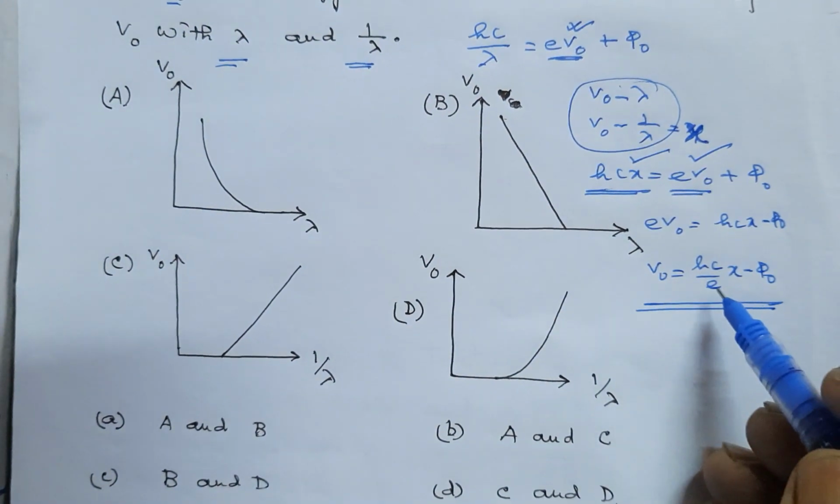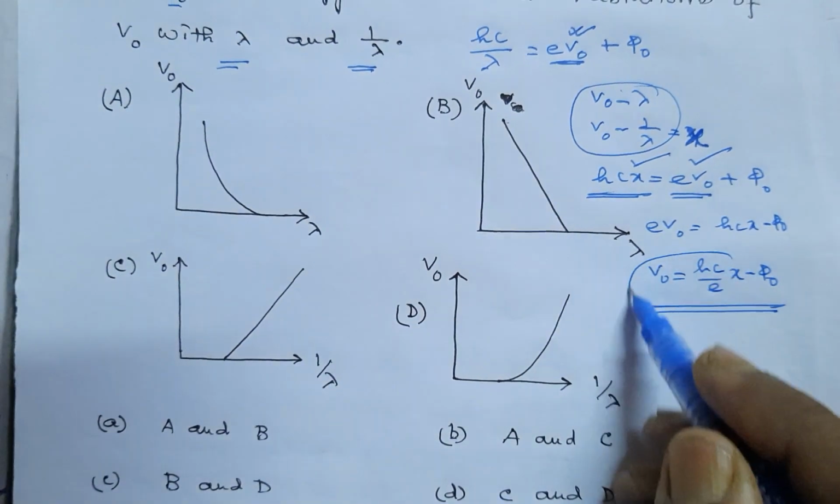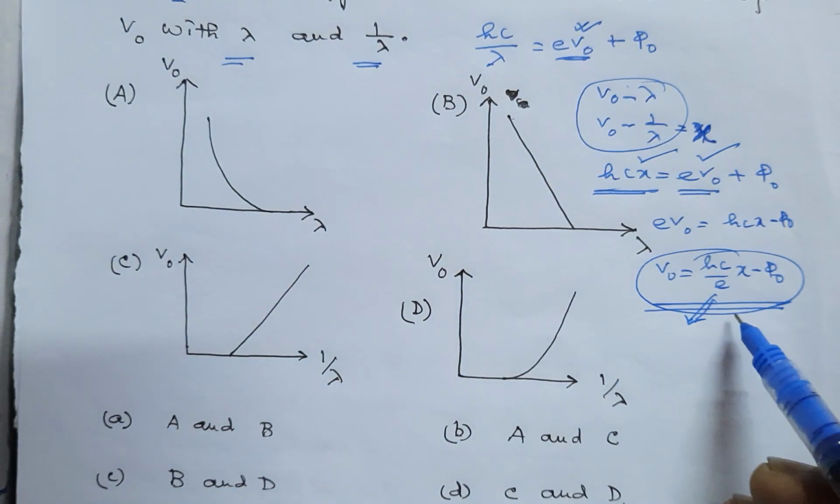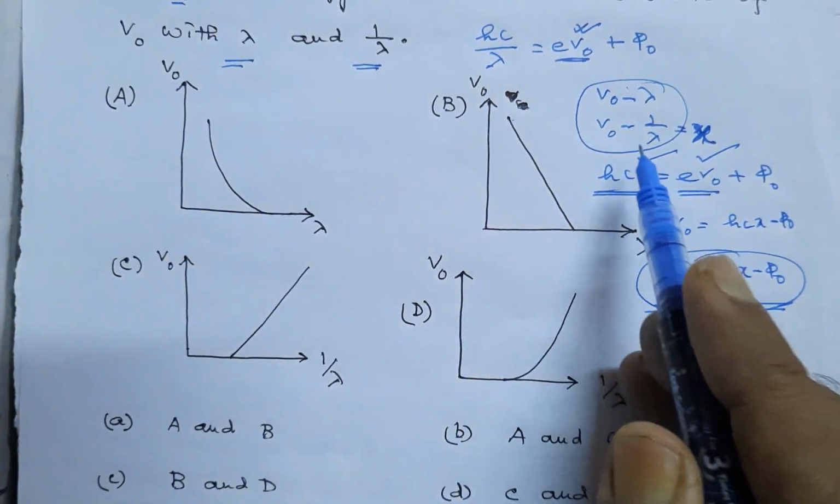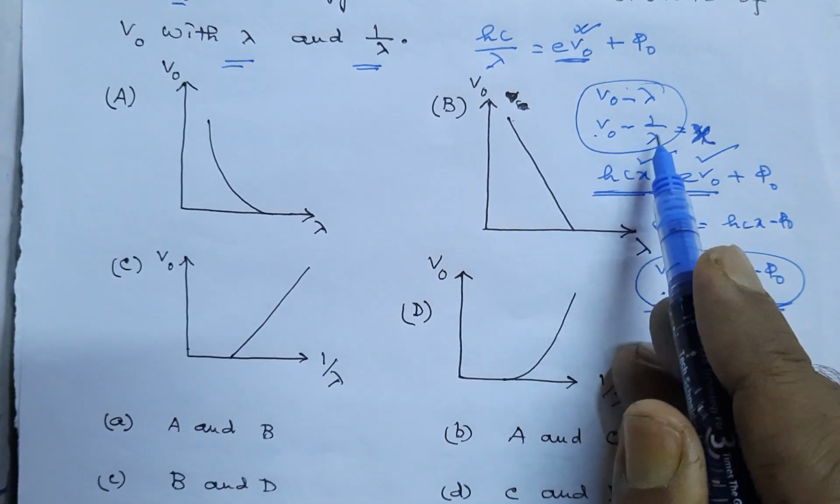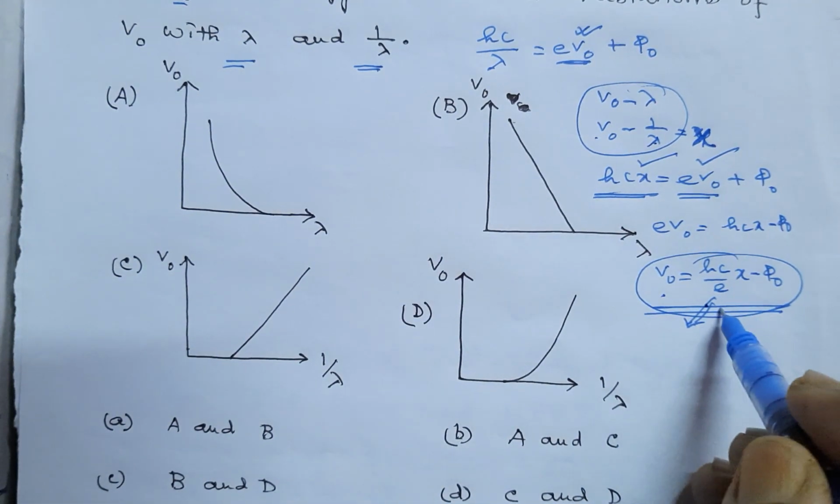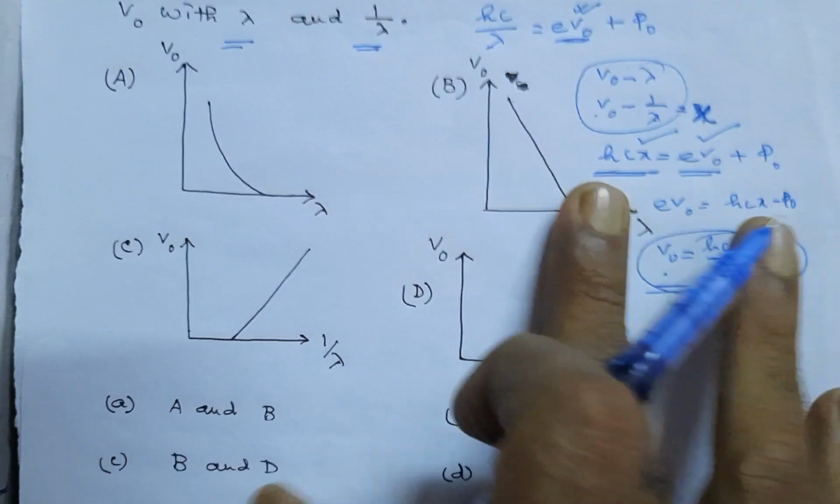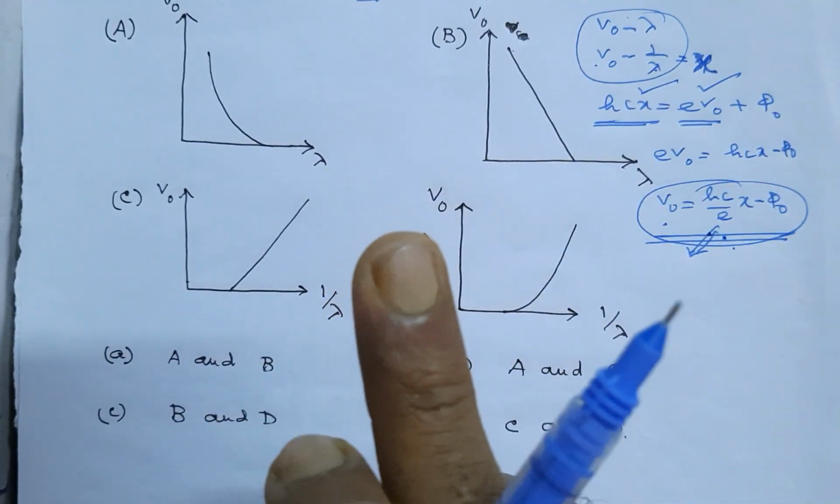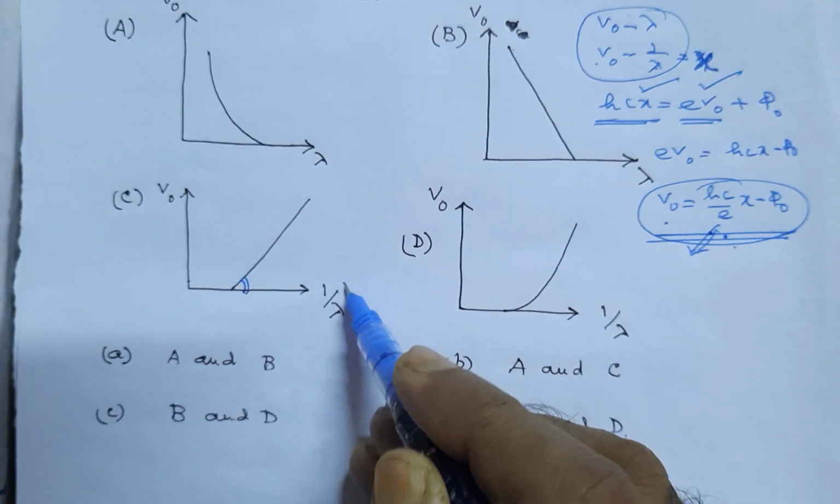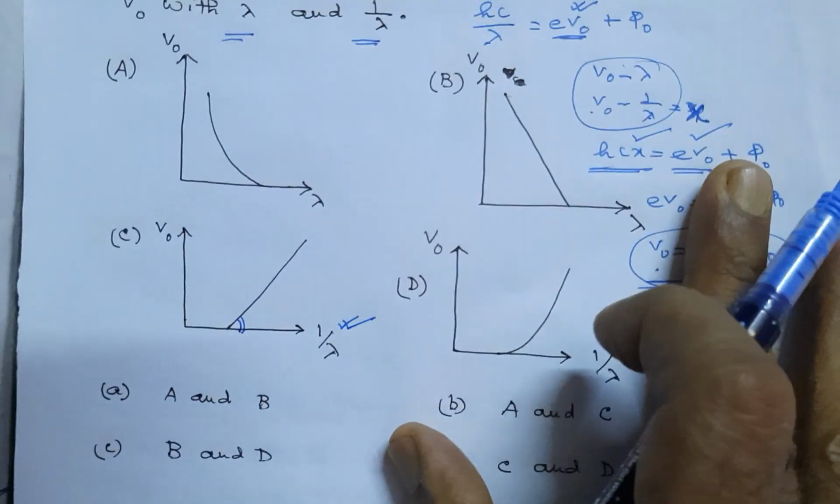So in this case, we will get a straight line with positive slope. So V0 versus 1 by lambda curve should be a straight line with positive slope, and among the curves there is only one straight line with positive slope, that is C. So C is one of the correct options here.